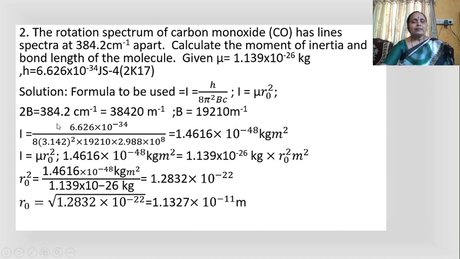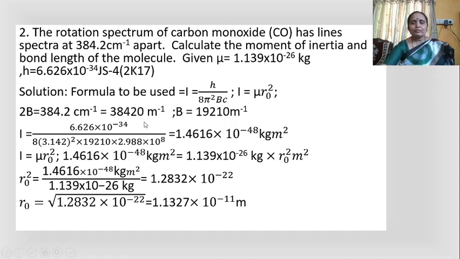So I can determine 2B is equal to... I have to convert this into terms of meter, students. I am going to convert this into meter. Because I have to convert this into meter, I will multiply 384.2 by 100. So it will be converted into meters. In terms of meters, it will be 38,420 per meter. This is 2B. So B will be this divided by 2, and that will be 19210 per meter.